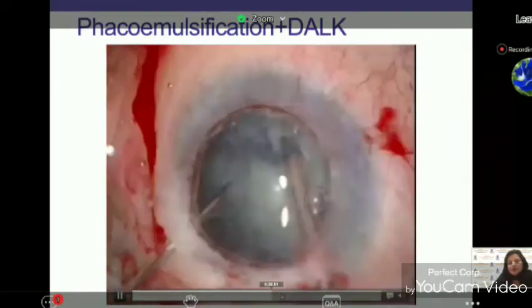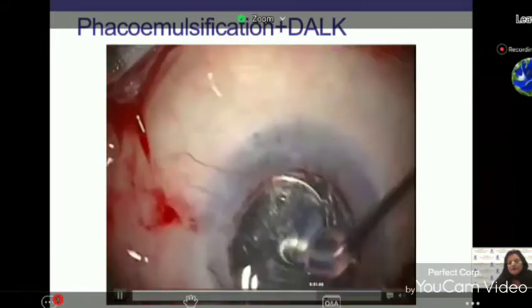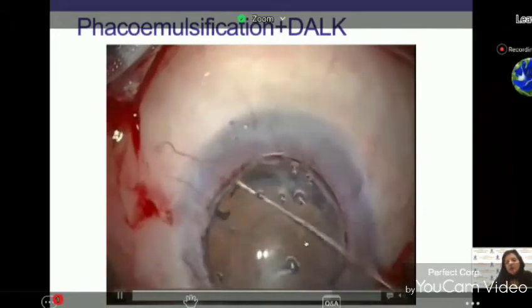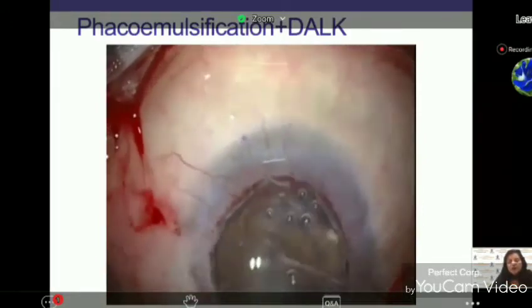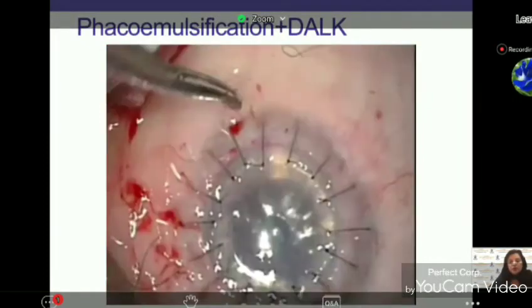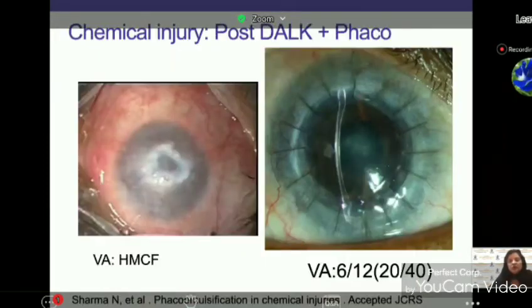So this is done as one would do normally, and this is subsequently followed by intraocular lens implantation. Put viscoelastic, then wash away all the viscoelastic, and then put a donor cornea there so that you suture it with tension filament. And the sutures in the post-op is this with 6/12 visual acuity.